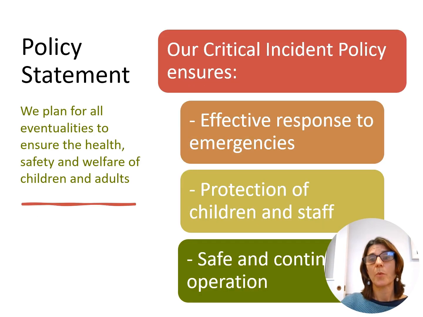You need to start with a policy statement to outline your setting's overarching position and intentions on dealing with a critical incident. It can be quite simple, something like what we have on the slide here. It could be: we plan for all eventualities to ensure the health, safety and welfare of children and adults. Then you could go on to say that your critical incident policy ensures that there's effective response to emergencies, it ensures the protection of children and staff, and it ensures safe and continuous operation.